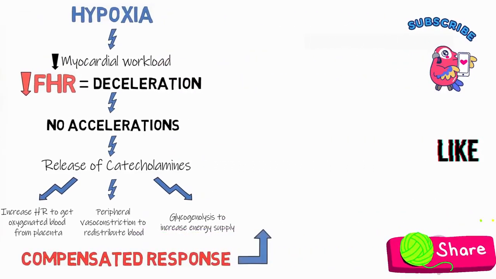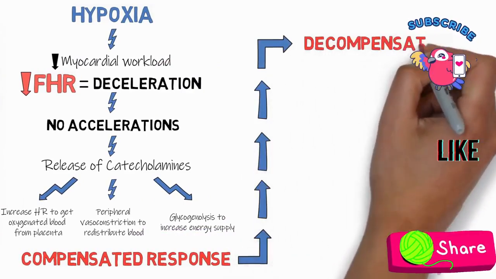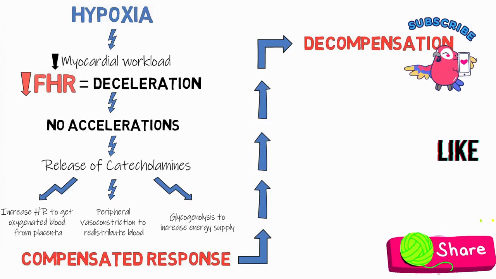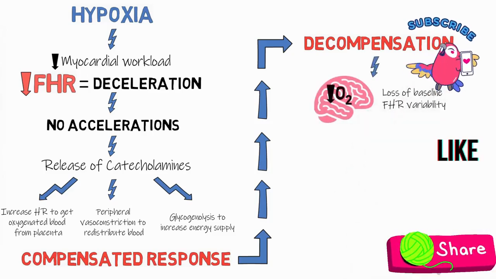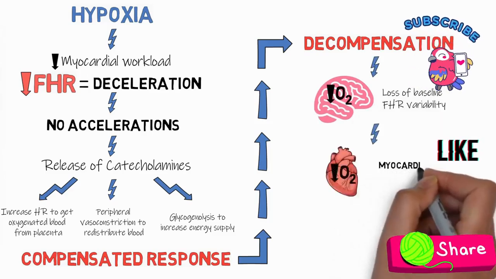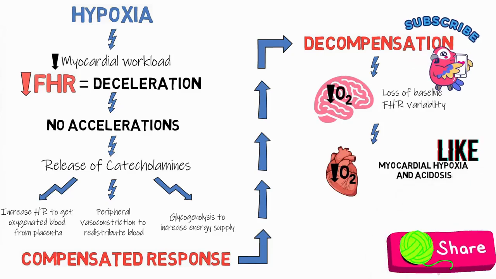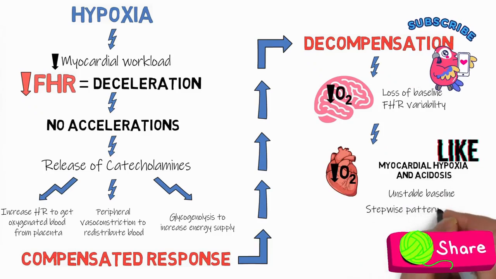Now, at some point, these compensating mechanisms will give way, and the fetus will be too tired to keep up, and decompensation will ensue. First, hypoxia to the brain will result in reduced variability on the CTG. Then we will get myocardial hypoxia and acidosis, which will result in an unstable baseline and what is described as a stepwise pattern to death. This will of course result in an abnormal CTG.